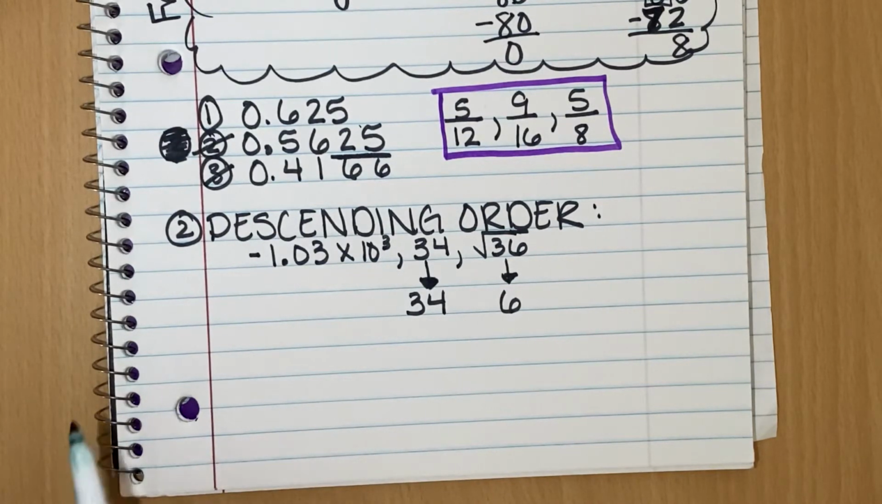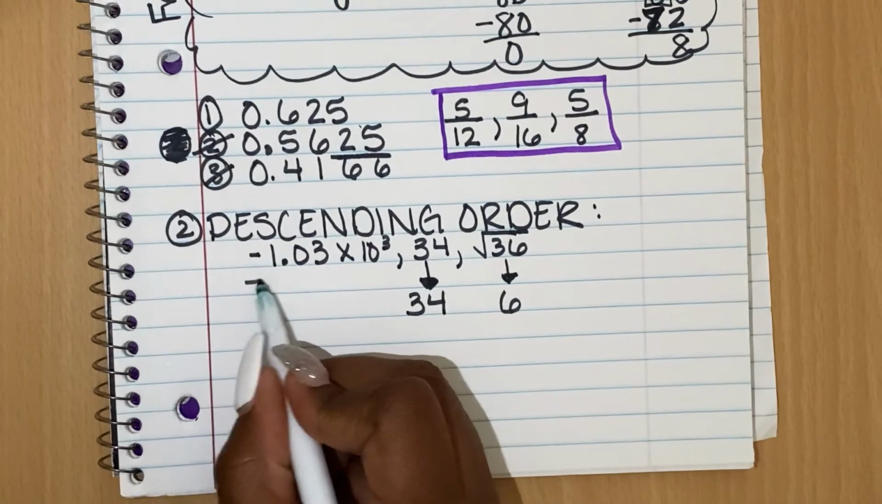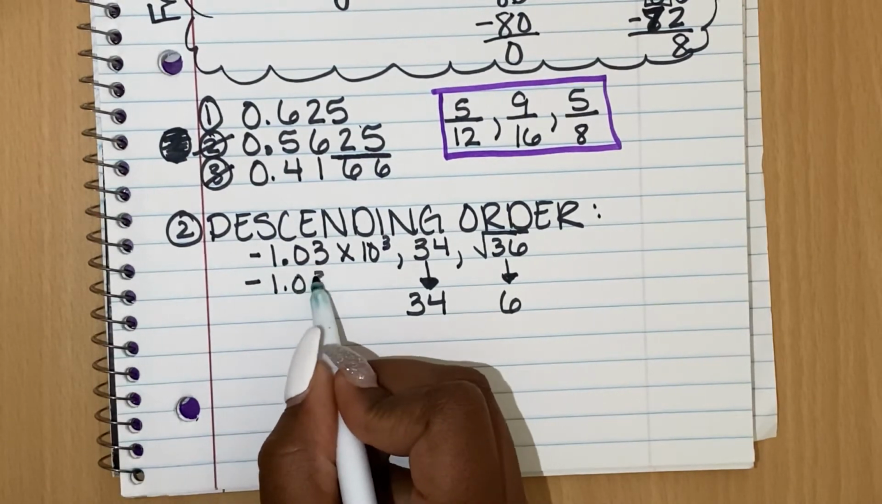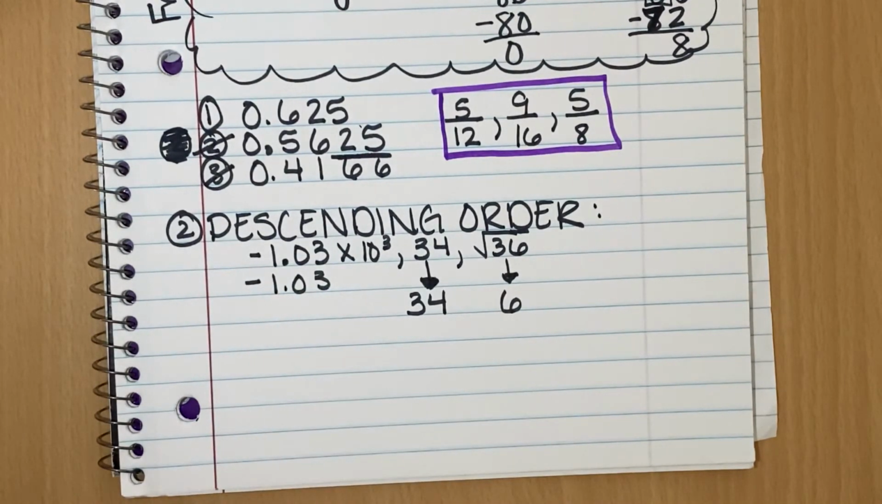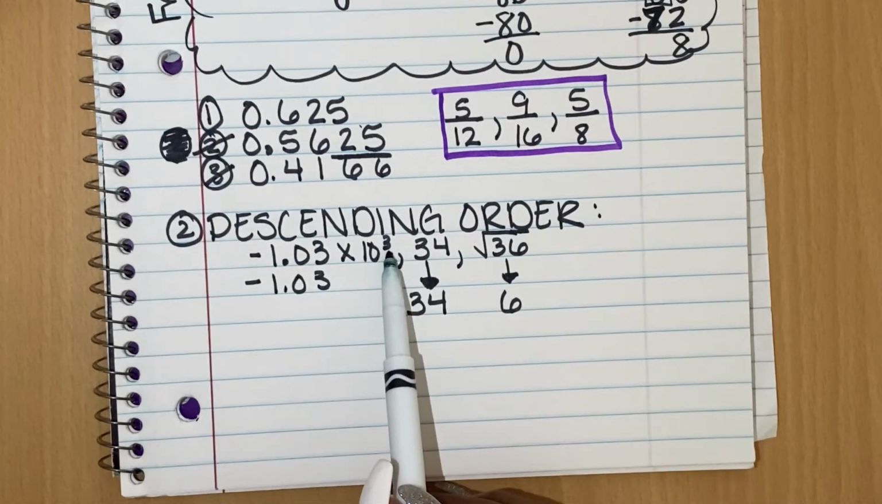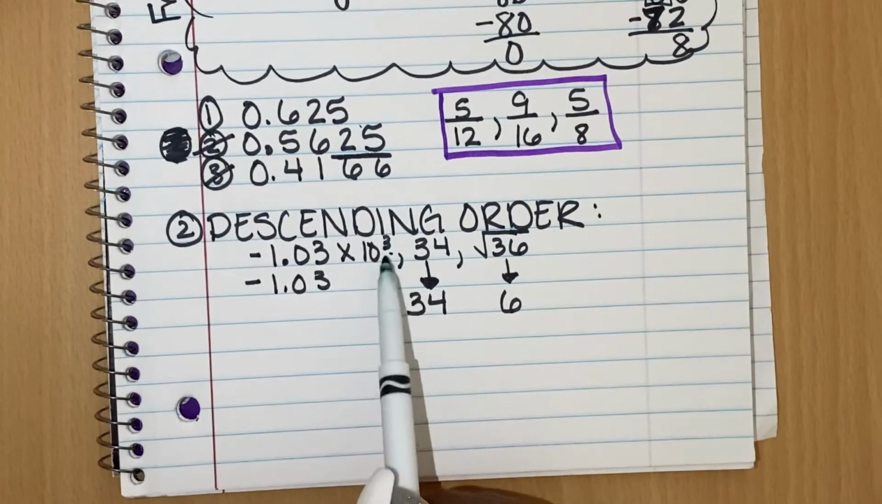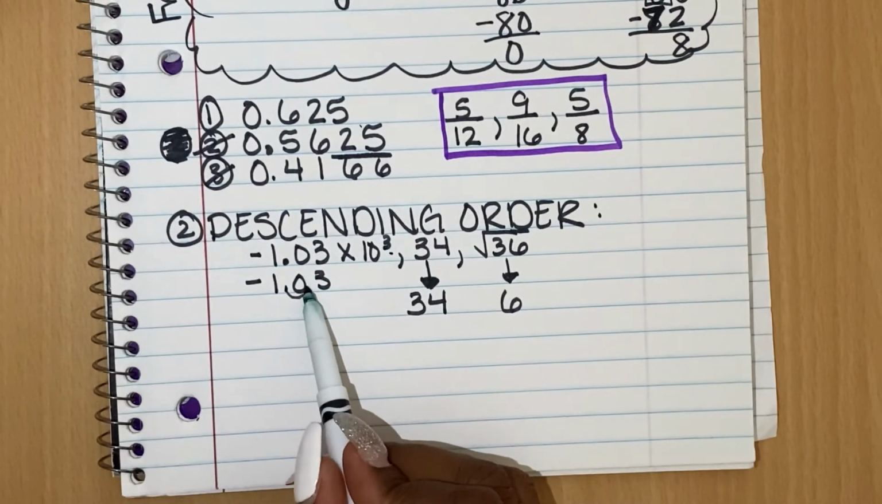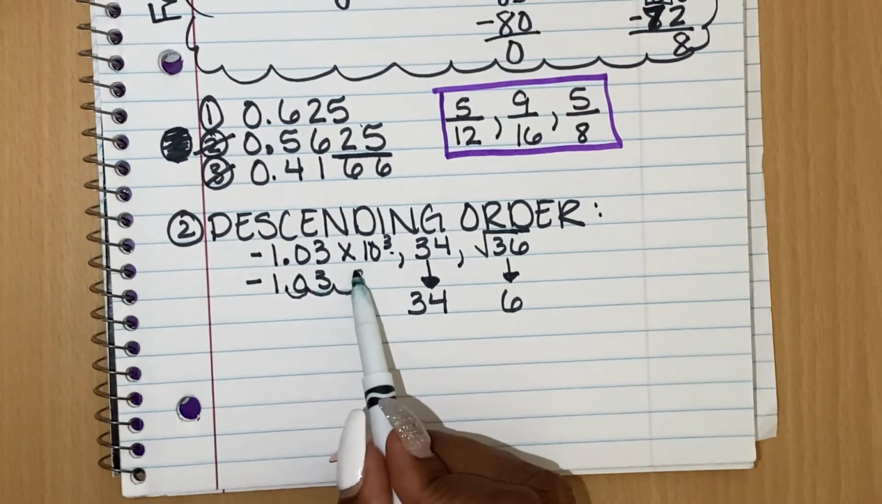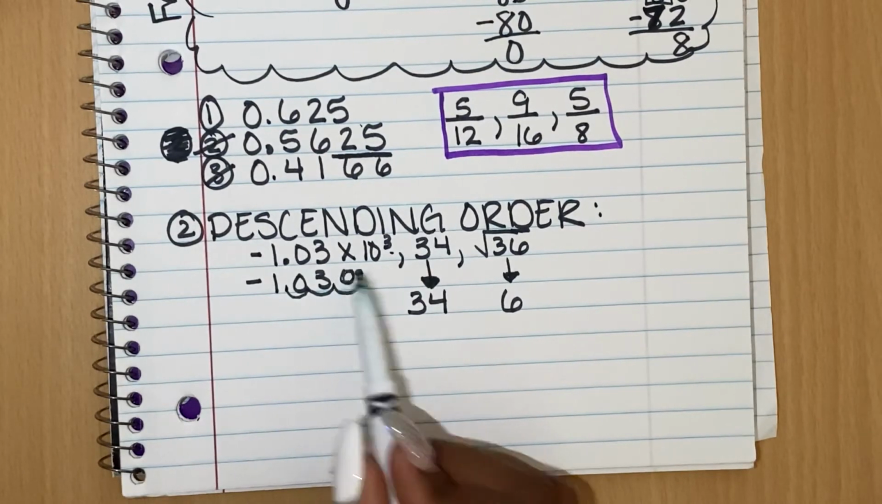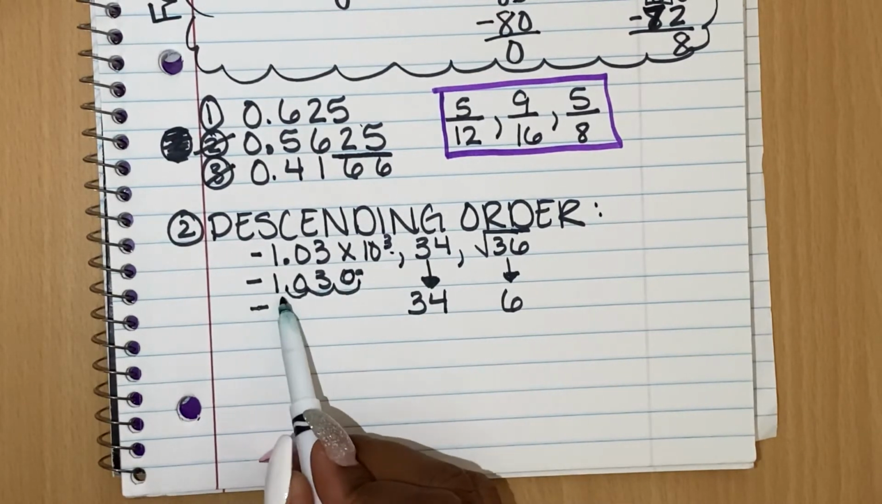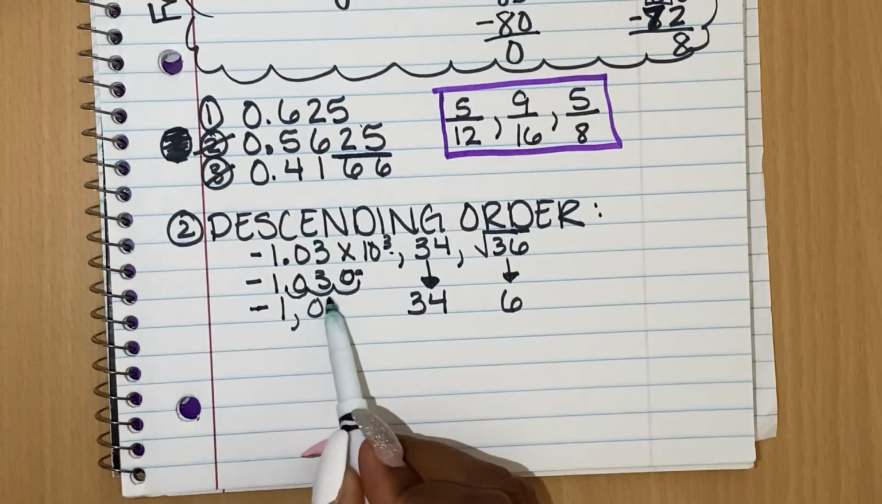Okay? So, rewrite everything that's in front of the multiplication sign. We're going to move our decimal to the right since that exponent is positive, 3 times since our exponent is a 3. 1, 2, 3. Add a 0. And we get negative 1,030.